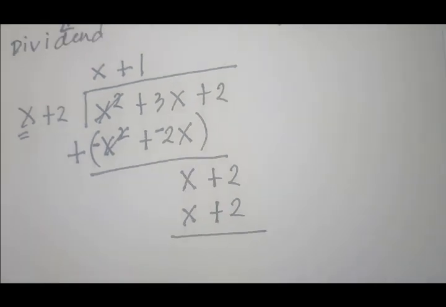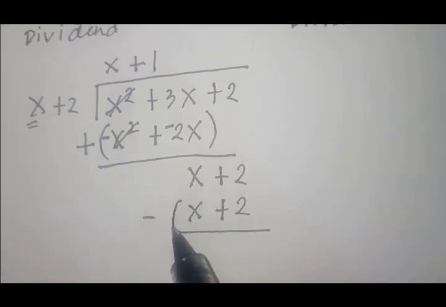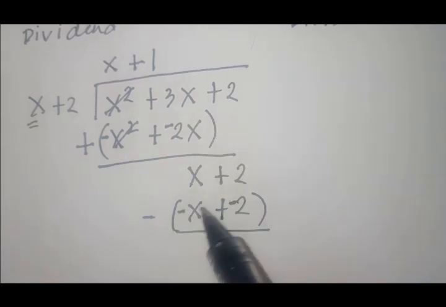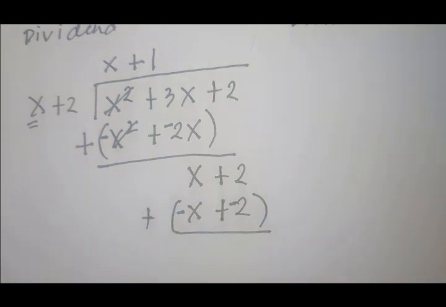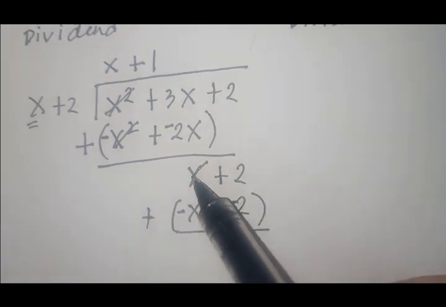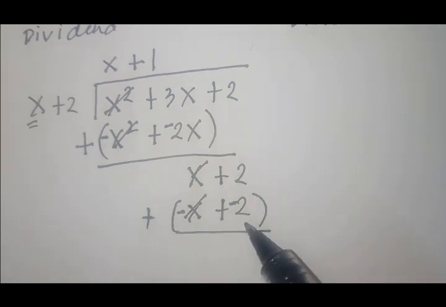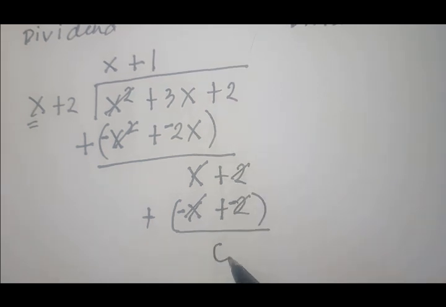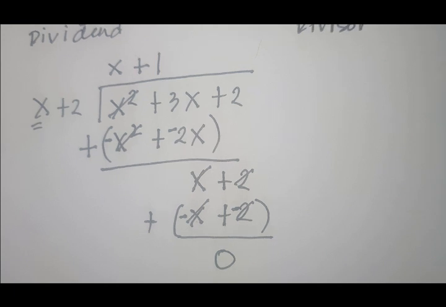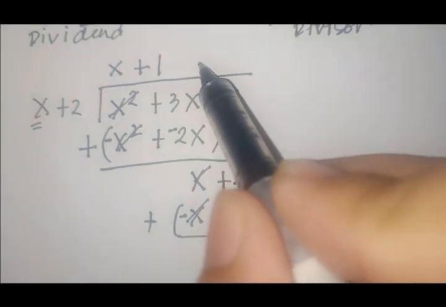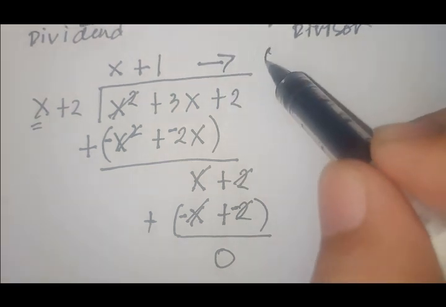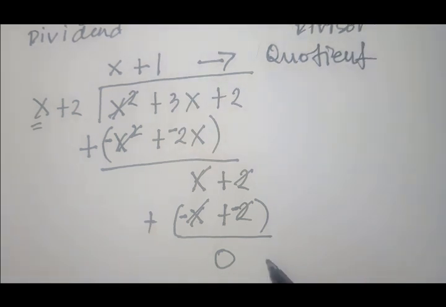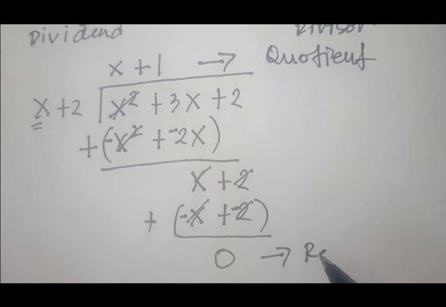Then, 1 times positive 2 is also positive 2. Then, let's do again the subtraction process. Subtract natin sila. So, subtraction will become negative, negative, then positive. So, x plus negative x will become 0. 2 plus negative 2, unlike sign, subtract natin, is also 0. So, dahil 0 na yan, we have 0 here. Now, this part is called your quotient. This one is your remainder.